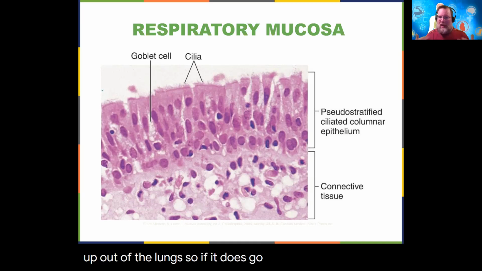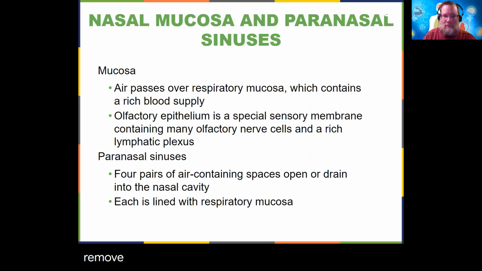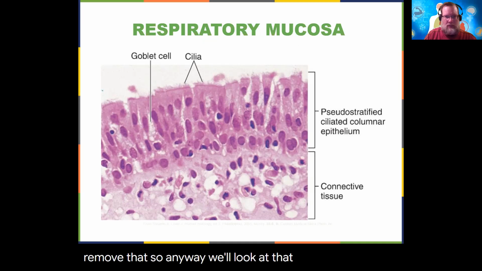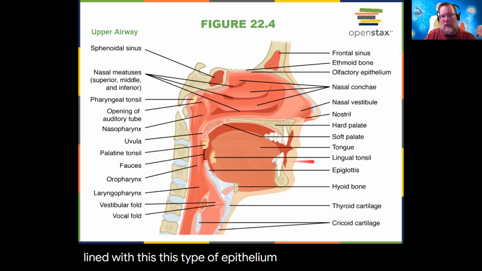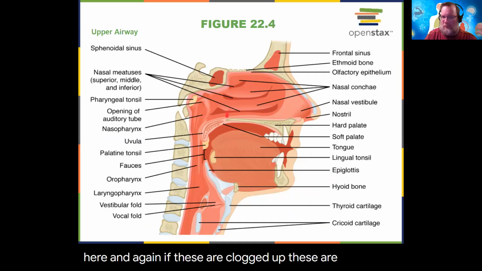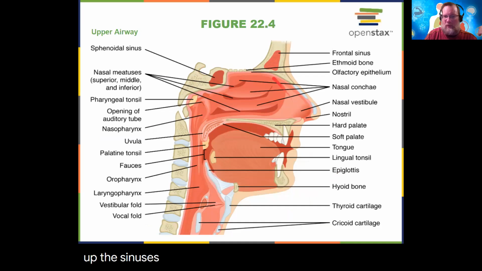So if it does go past that upper respiratory tract, any of those microparticles, dander and dirt and dust, the lower tract can certainly help to remove that. So anyway, we'll look at that. So the sinuses are lined with this epithelium. The nasal cavity is lined with this type of epithelium. Okay. A lot of action up here. And again, if these are clogged up, the sinuses, and then we clog up the nasal cavity.